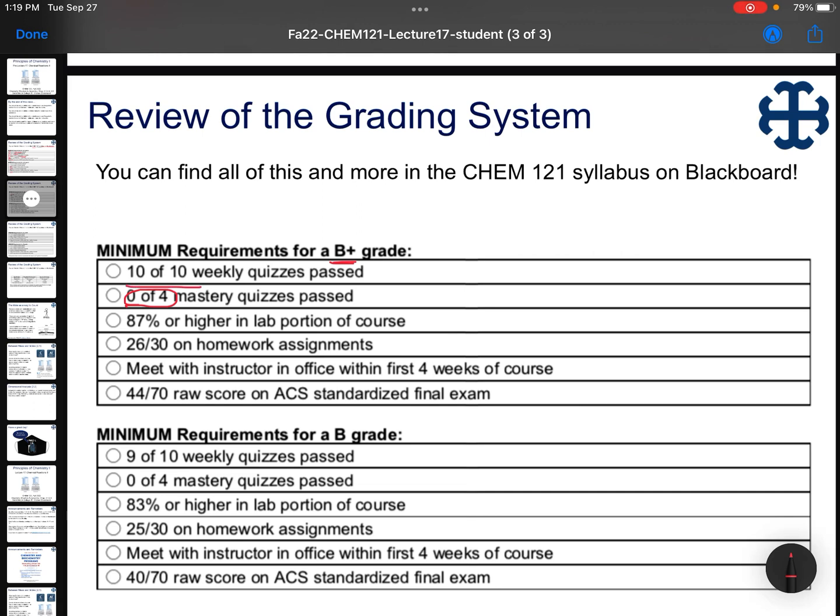You still need to pass all 10 of your weekly quizzes. We have a little bit lower lab grade, homework score, and raw score on the final exam. And then the same is true for B. In that case, you only need to pass 9 weekly quizzes. You need an 83% or higher in the lab portion, 25 on homework, and a 40 on the final exam.